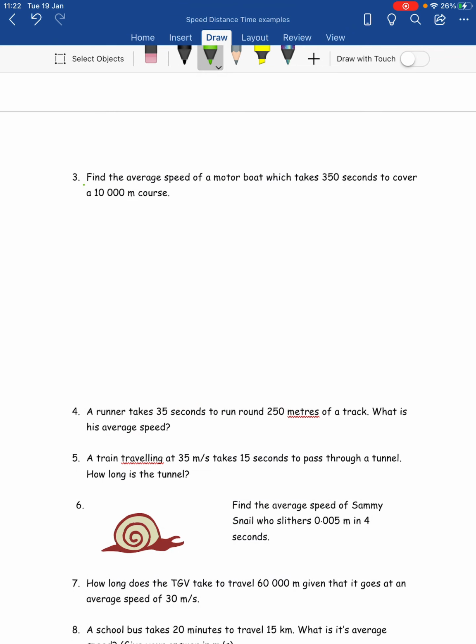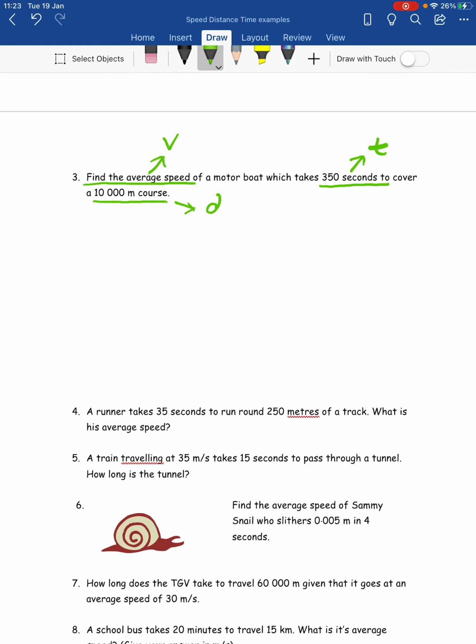It asks me to find the speed. So that's going to be V. It takes 350 seconds. That's going to be the time, T. And it's got 10,000 metres. That's going to be the distance, D.